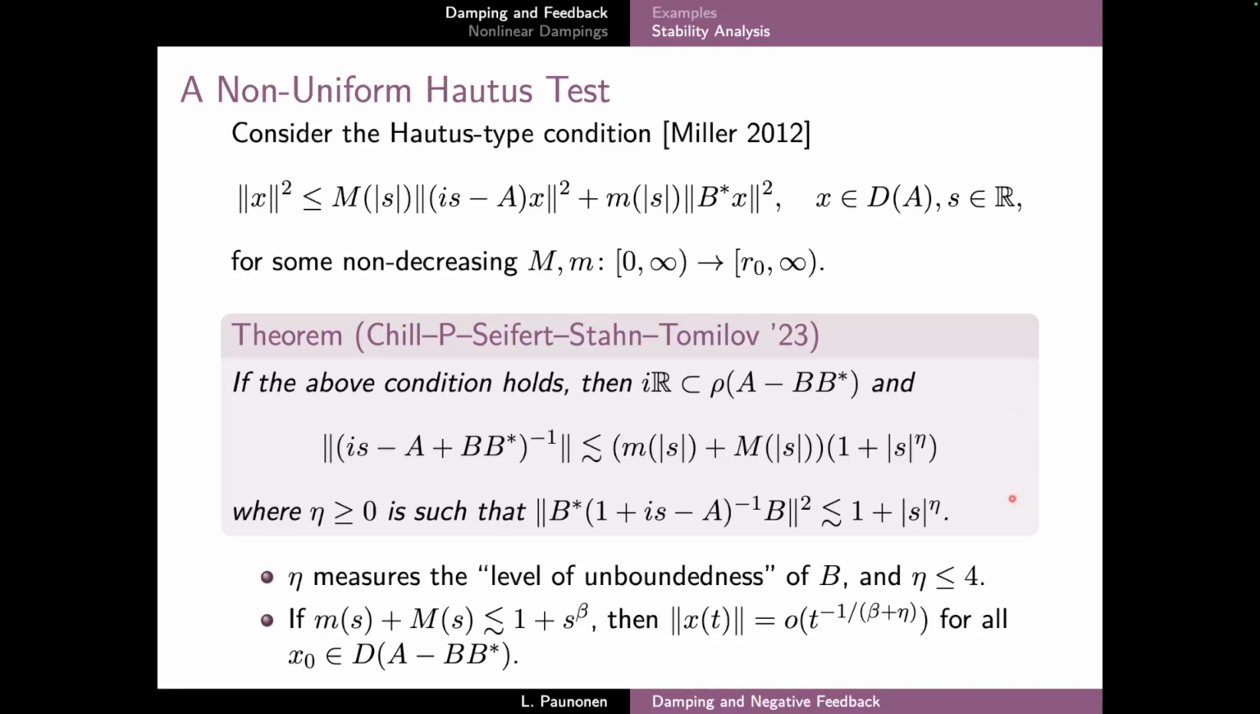And this resolvent estimate, using the results we saw before, immediately also gives us the stability of our original equation and also a decay rate, especially in the case where the parameter functions m grow at most polynomially. We get a rational decay rate for all classical solutions of our equation.